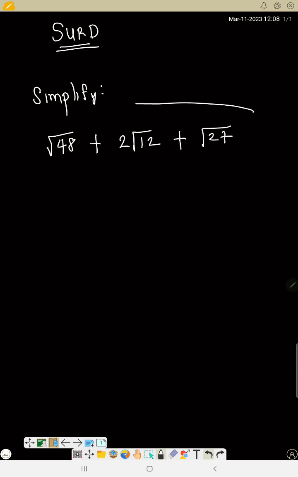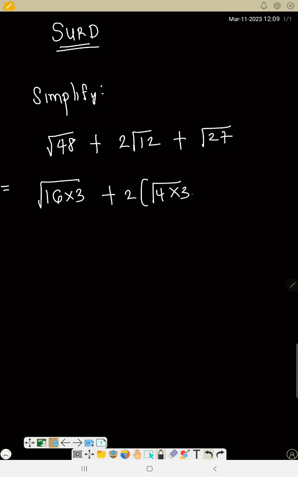So let's say you want to simplify this. Now, do you see that the roots are not the same? So you have to simplify each root based on what I've explained here. Remember, I've shown that 48 is 16 times 3. Then plus 2 bracket 12, we have shown is 4 times 3. And you have known how to show it.